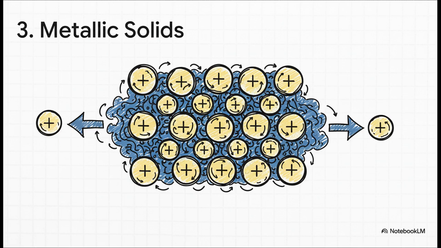Personality number 3, metallic solids. The mental image here is key. Picture an orderly grid of positive metal ions just sitting in this free-flowing sea of shared electrons. These electrons don't belong to any single atom. They can just zip around the entire structure. And that free-flowing electron sea, that is exactly why metals are such fantastic conductors of both heat and electricity.